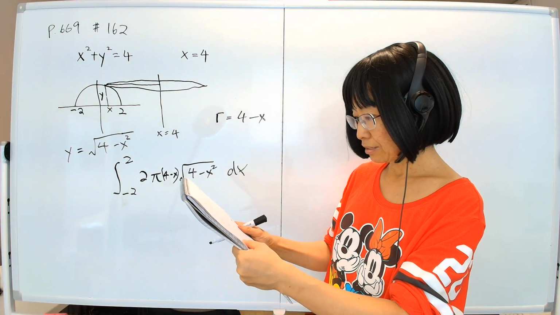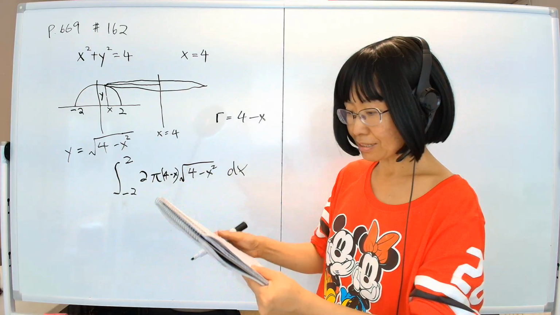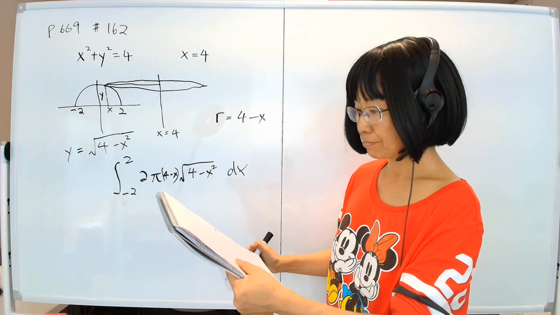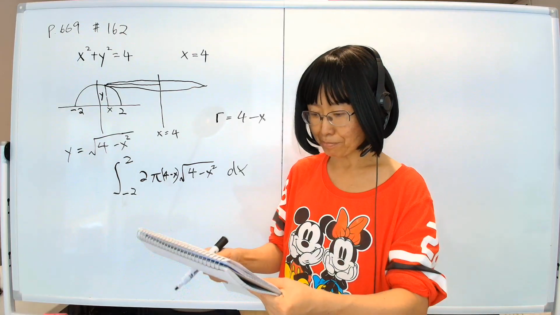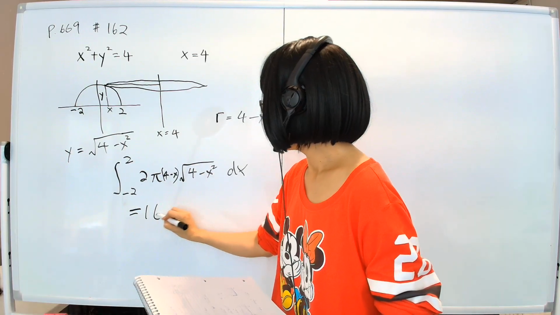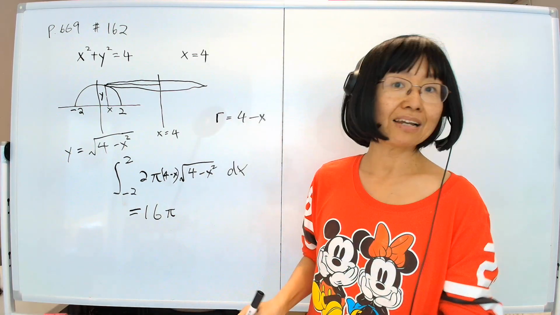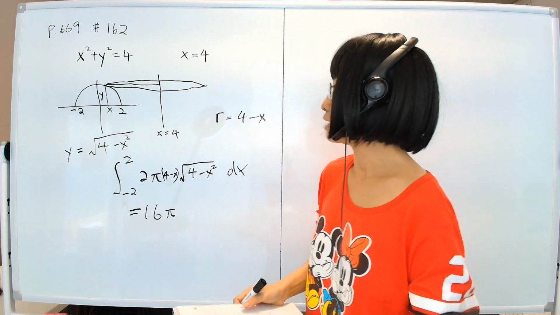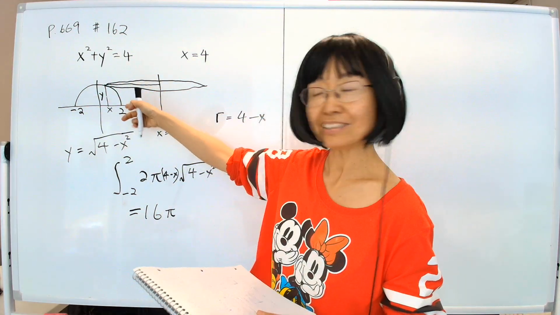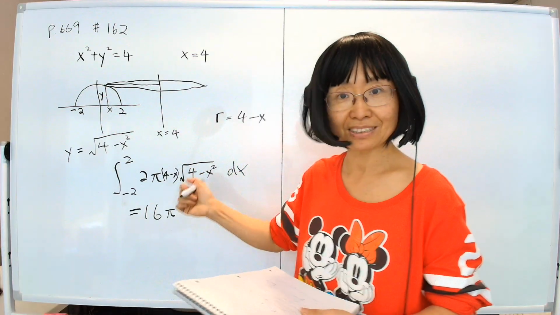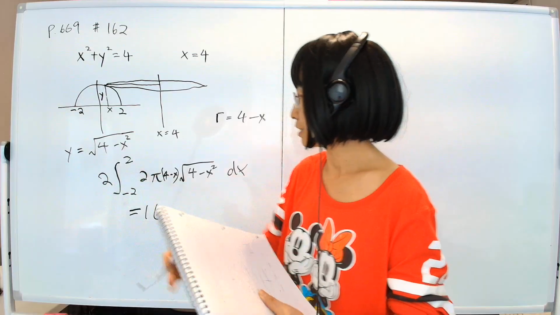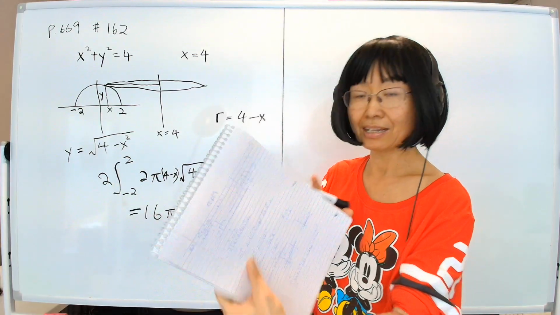Anyway, I plug this into the definite integral calculator, and out pops my answer, which is 16 pi. Once I got 16 pi, I looked at the back of the book, and I was wrong. It should be 32 pi. Why? Because I only calculated half the donut. The top half and the bottom half are the same, but to calculate it, I need to multiply it by 2.